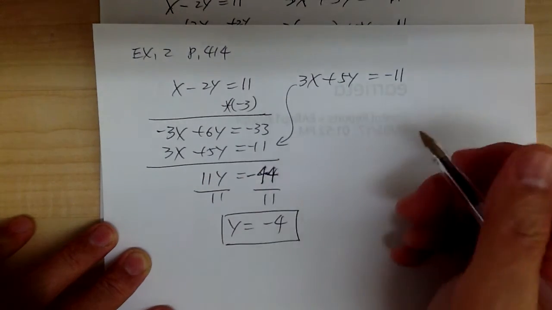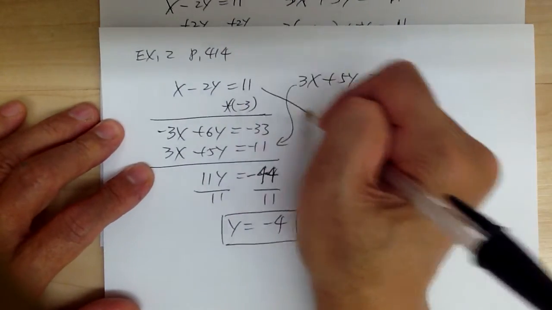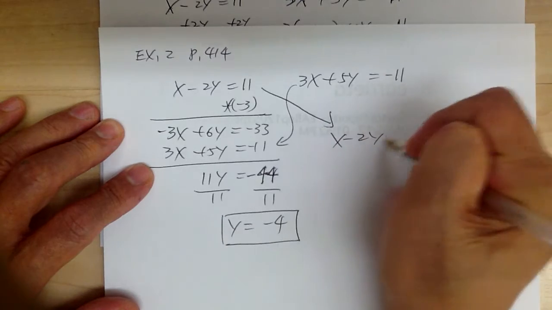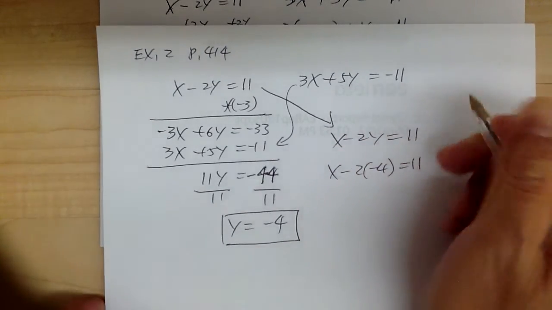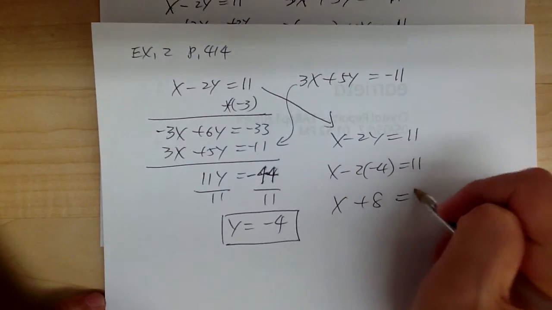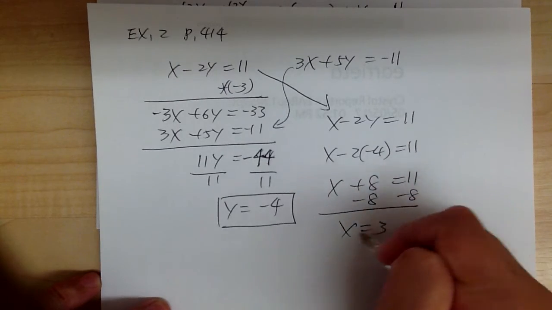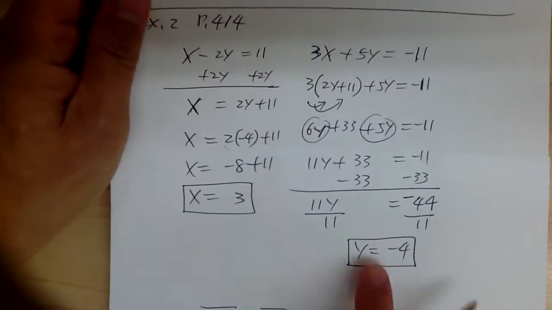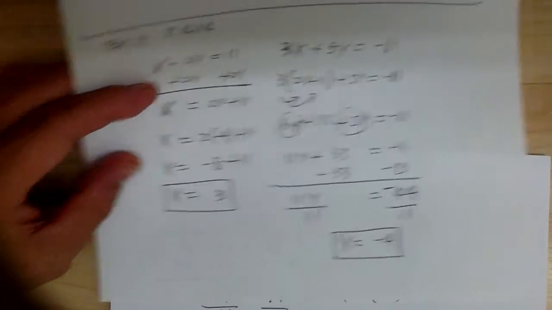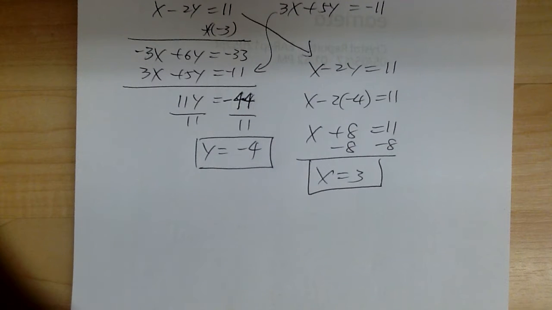Then after that, once you solve for y, you can go back and use any of the equations. I'm going to use this one over here, x minus 2y equal to 11. So x minus 2 times negative 4 equal to 11. So x plus 8 equal to 11. Work it out. So minus 8, minus 8. So x equal to 3. Okay. So you can see that you get the same thing, right? So make sure you are flexible with your techniques. Make sure you know both methods.